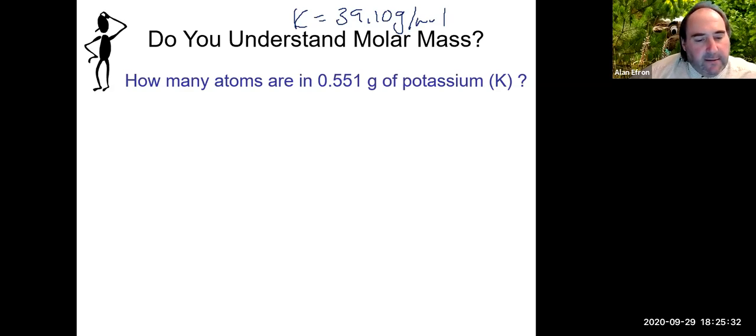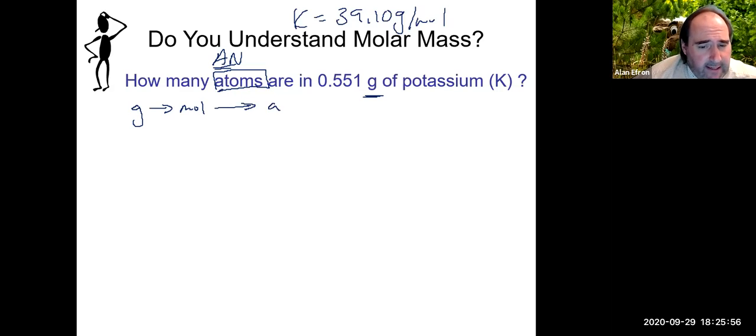Okay, so let's take a look at this one. So we are looking for atoms. So that is the keyword there. We are looking for atoms. So somewhere along the way, we do need to use Avogadro's number. But we are given grams. So we do need to go from grams to moles, because moles is what we need to use Avogadro's number to go to atoms.